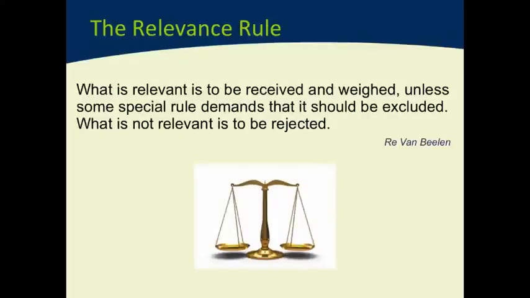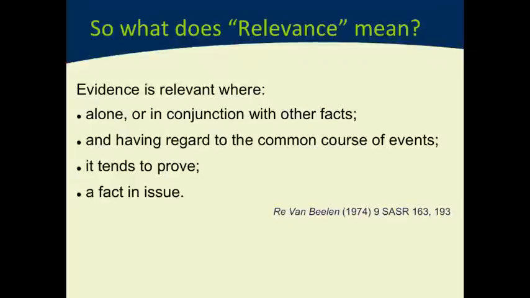The relevance rule is the central rule of all evidence law. It says that evidence that is relevant should be received and weighed by the courts unless some special rule demands that it should be excluded. So what is relevant? What makes evidence relevant and what would make evidence irrelevant? The definition comes to us from the case Re van Beelen, which is a South Australian case from the 1970s.